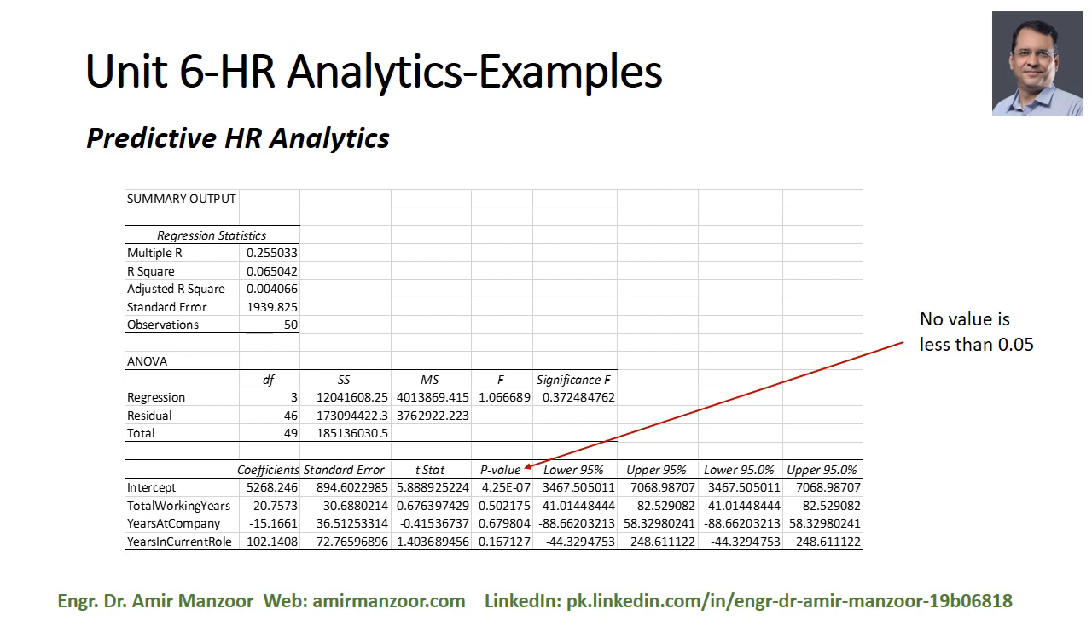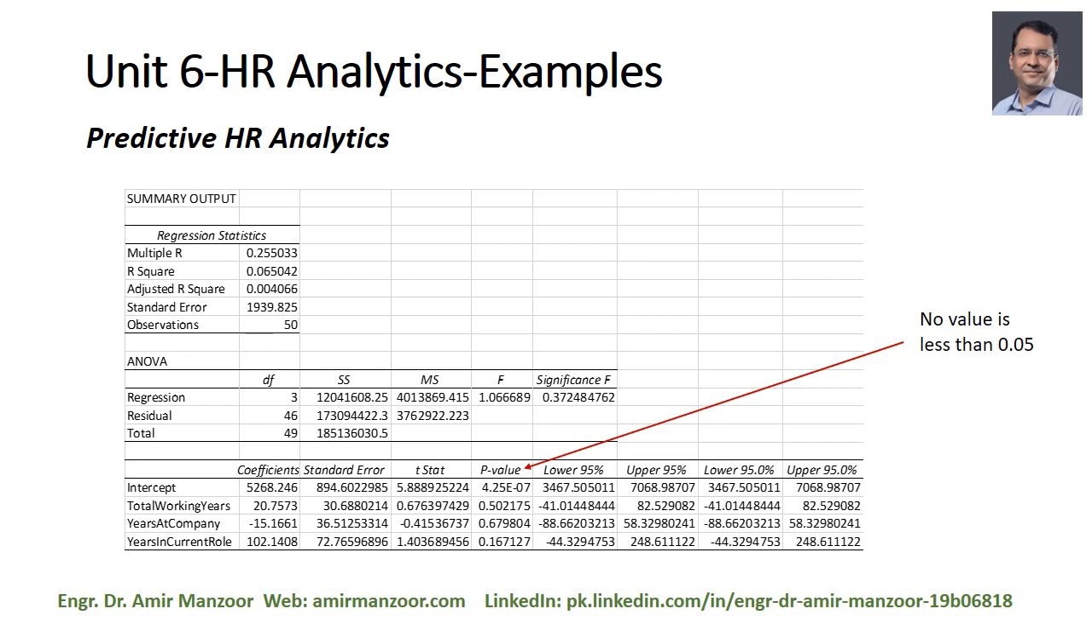So R square tells us the percentage of variation that these independent variables can explain in the dependent variable, or in very simple words, the total variability in the dependent variable, that is monthly income, that can be explained by the independent variables that we have selected. Right, this is what is explained by the R square value. Here the R square value is 0.06. That means that 6% variability in the monthly income can be explained by the three independent variables that we have selected.